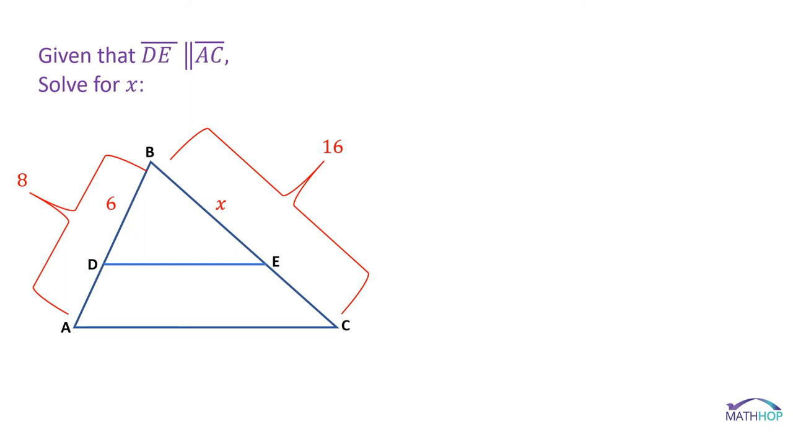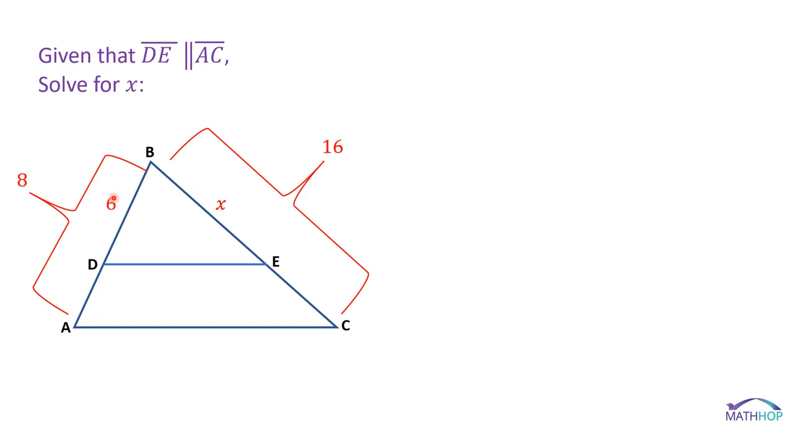All right, let's look at another problem. For this problem, I don't see little parallel marks, but you have to look at what they've given you in the directions. It says, given that segment DE is parallel to segment AC, that's what this little symbol means. These two lines indicate parallel lines. Solve for x. Okay, so I have what I need. I have the parallel lines within the triangle. I can use Side-Splitter Theorem.